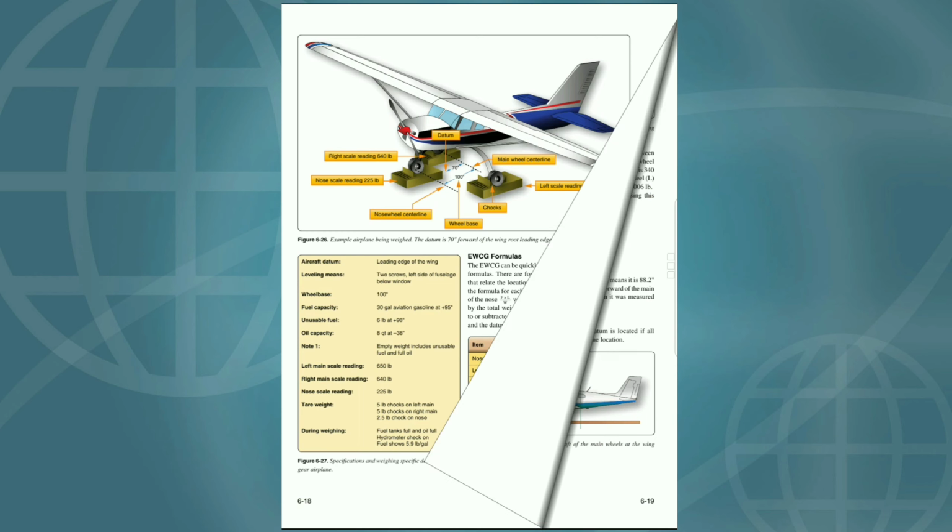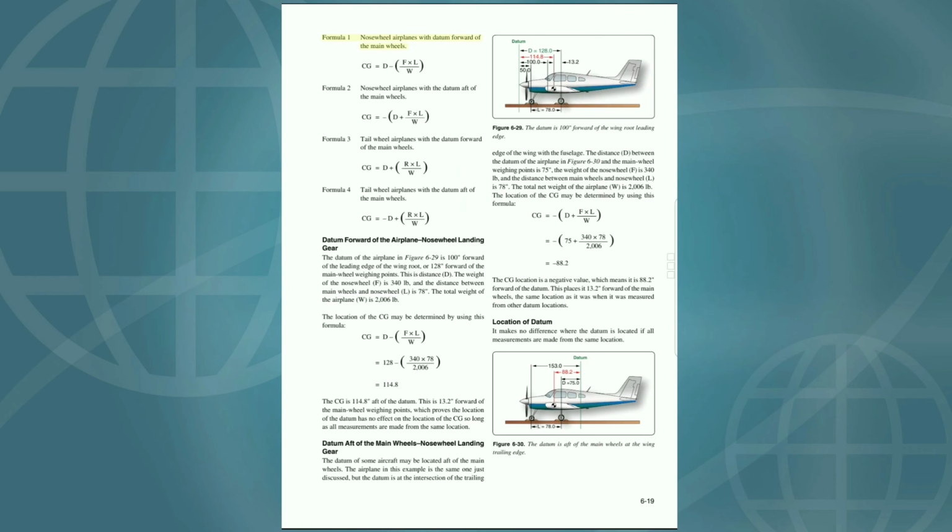Figure 6-18. Formula 1, nose wheel airplanes with datum forward of the main wheels: CG equals D plus F times L divided by W. Formula 2, nose wheel airplanes with the datum aft of the main wheels: CG equals D minus F times L divided by W. Formula 3, tail wheel airplanes with the datum forward of the main wheels: CG equals D minus R times L divided by W. Formula 4, tail wheel airplanes with the datum aft of the main wheels: CG equals D plus R times L divided by W.